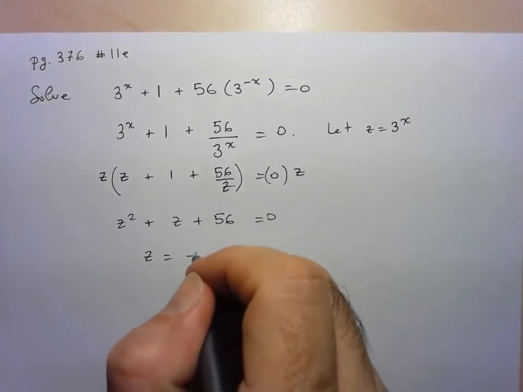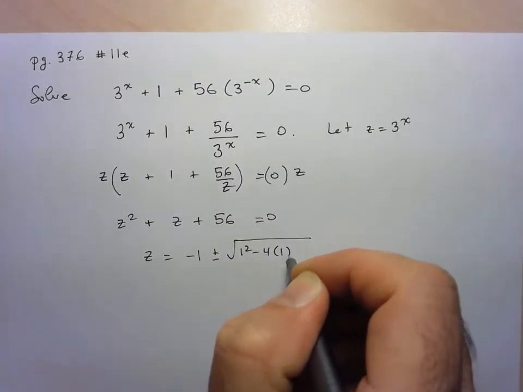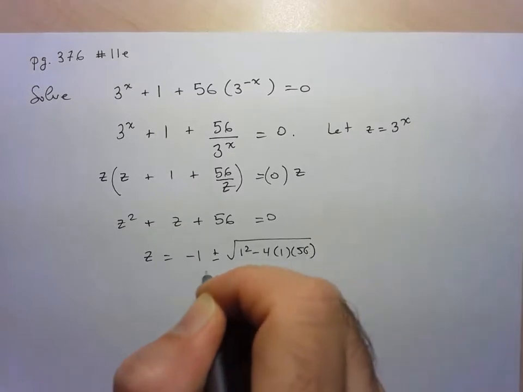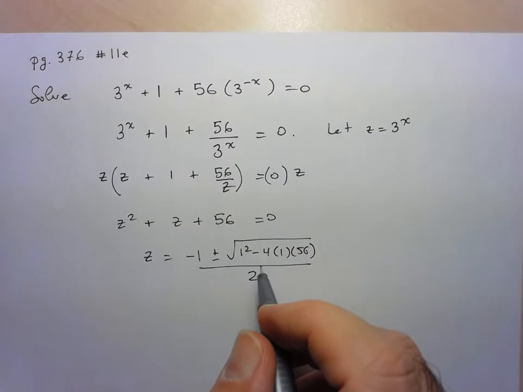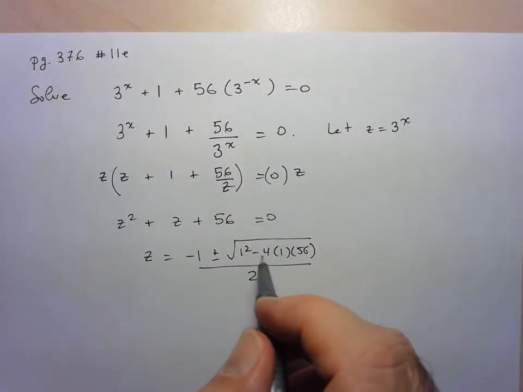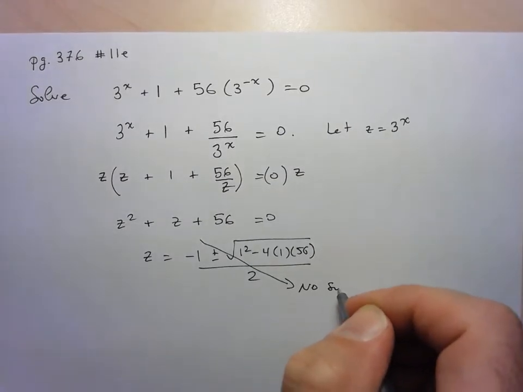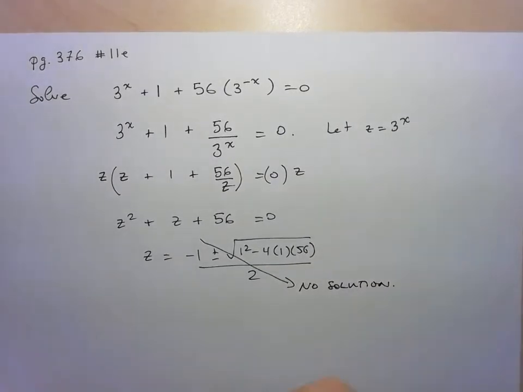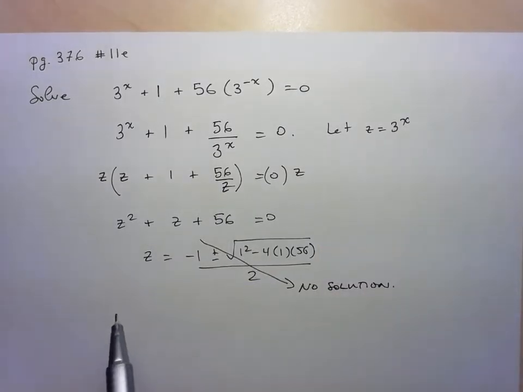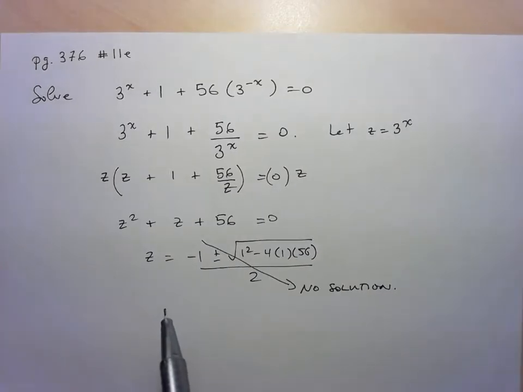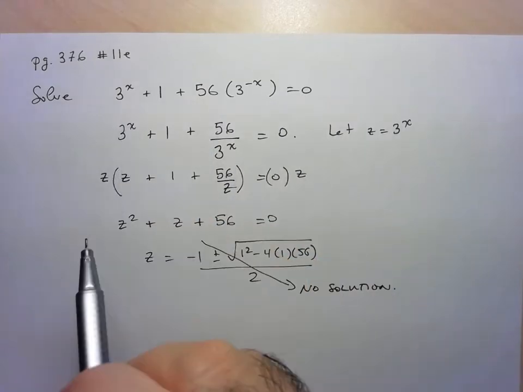So here, negative b plus or minus the square root of b squared minus 4 times a, which is 1, times c, which is 56, all over 2 times a, which is 1. And right away I realize that I'm going to have a negative in the square root. So that means there's no solution for z. But if z has no solutions, then 3 to the x has no solutions, and so there are no solutions to this equation. It actually turned out that there's no x value which satisfies the above equation.